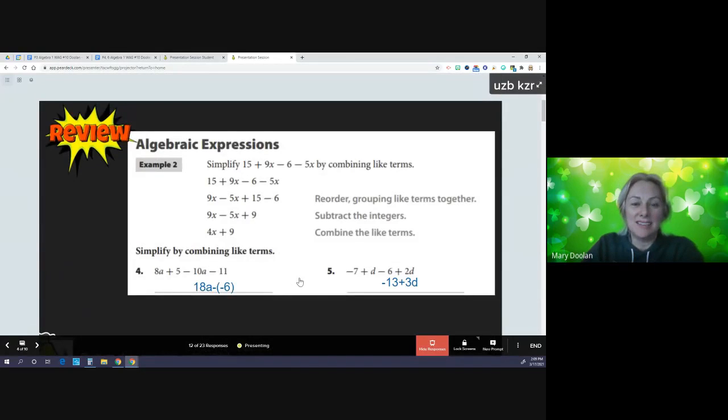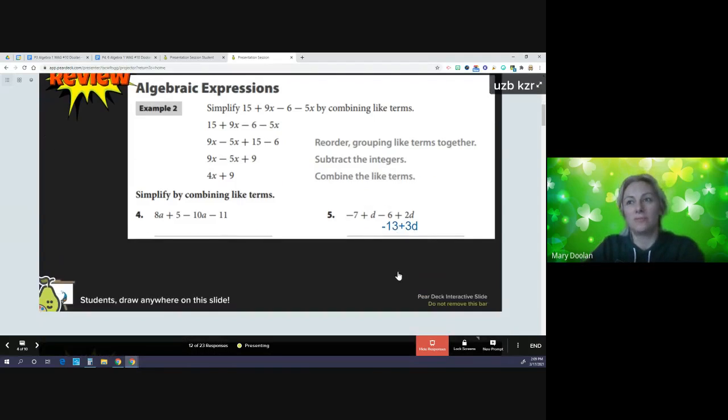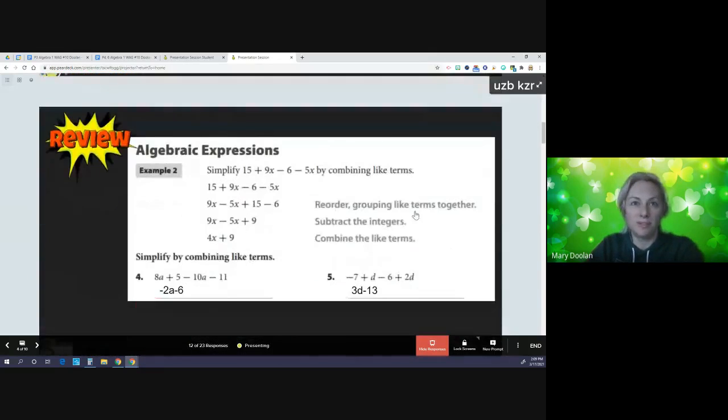Let's see. Number 5 is correct here. Okay. Number 4 is not correct yet. Negative 7 minus 6 is negative 13. And d plus 2d is 3d. So this is correct. You could even have this term before this term. You could have 3d minus 13 or 3d plus negative 13. That would also work, but that is correct for 5.